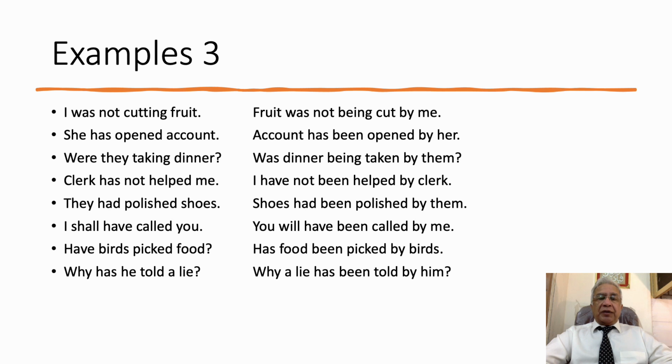"She has opened account," this is perfect tense, simple perfect tense. "Account has been." You can notice that subject becomes object and "has" remains the same, and then "been" is added in order to give the tinge of the perfectness of the sentence. And then the third form is "opened". "Were they taking dinner?" That is again past participle. "Was dinner being taken by them?"